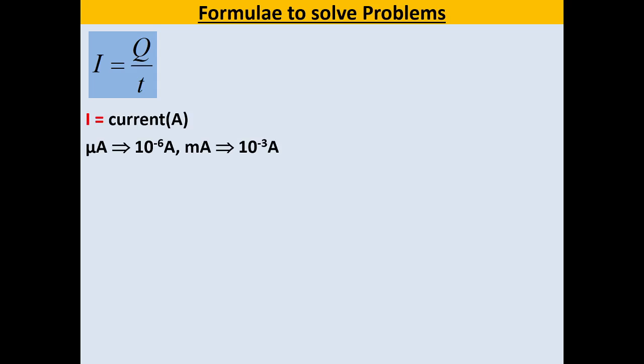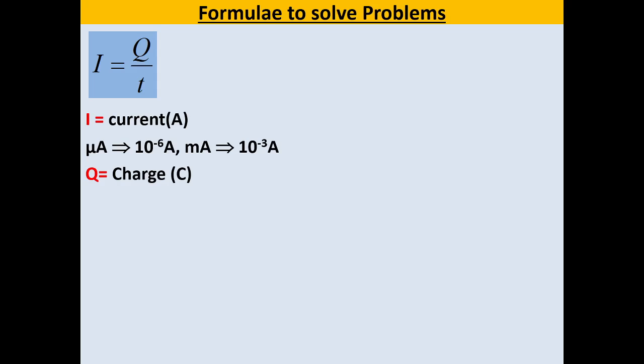Whenever we have to solve problems, we have two formulas here. The basic formula is the definition of electric current. Current is equal to charge upon time, that is I equals Q upon T. Here I is current in ampere. If it is given in microampere, convert to ampere, multiplied by 10 raised to minus 6. If it is milliampere, convert to ampere, multiplied by 10 raised to minus 3.